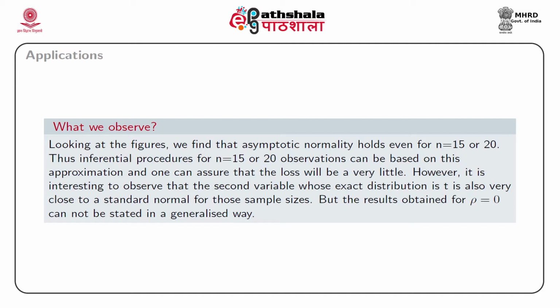However, it is interesting to observe that the second variable whose exact distribution is t under a bivariate normal parent is also very close to a standard normal for those sample sizes, but the results obtained for rho equal to 0 cannot be stated in a generalized way, and we may have some distributions which are different from bivariate normal, and in such a case the exact distribution of t2n is not known, and hence taking this variable with the exact t distribution is of no use.